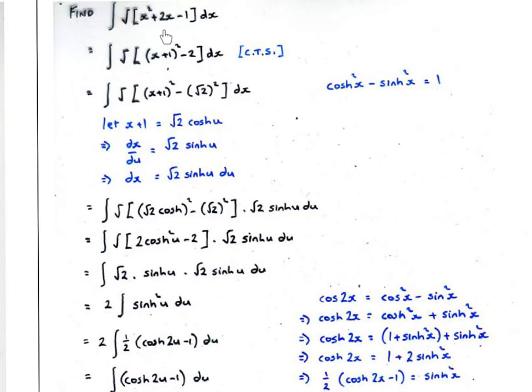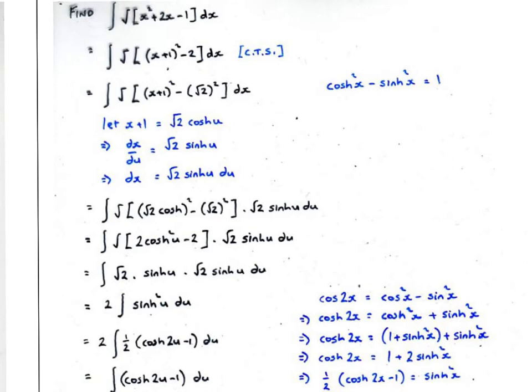But what we can always do in this type of thing is then complete the square. So completing the square there, we get x plus 1 all squared minus 2, which is x plus 1 all squared minus root 2 all squared.